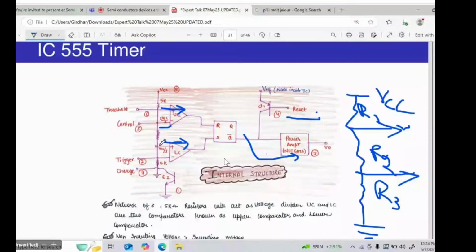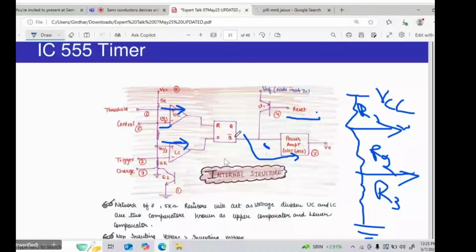So these are the pins here. You can remember: pin number 1 is ground, pin number 2 trigger input, pin number 7 discharge, pin number 5 control, pin number 6 threshold, pin number 8 power supply voltage, pin number 4 reset, and pin number 3 is the pin across which you take the output, right? And here the input is Q-bar only, not Q.